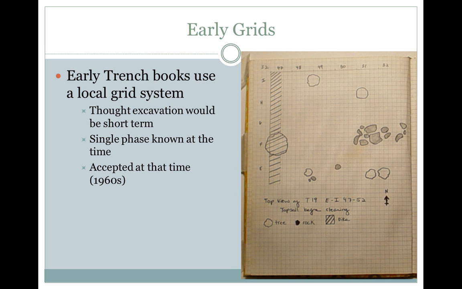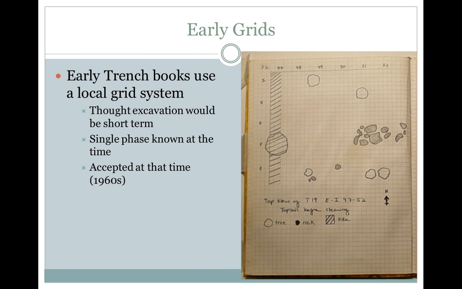Now, the local grids still allow for us to give a relative form of measurement, but it's only for that one trench. So here we have an example of one of these early trenches. This is Tesoro 19 from the Jennifer Neal's 1 trench book, and you can see going up and down the left side of the screen are letters starting at the top, I, H, G, F, and E, and then across we have numbers 47 through 52.